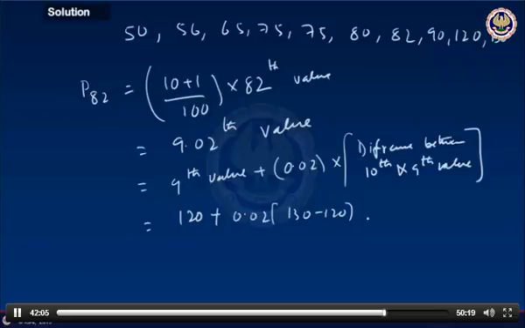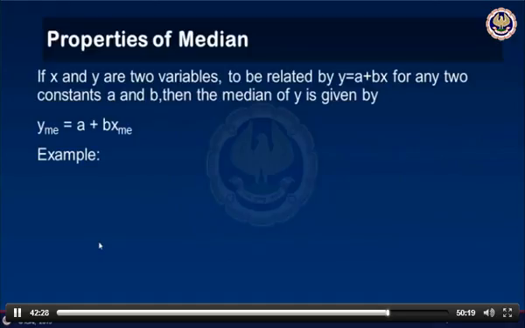In that category it is 120 plus 0.20, which is 120.20 rupees. 120.20 is the 82nd percentile for the given data. Now let us look at the properties of median.